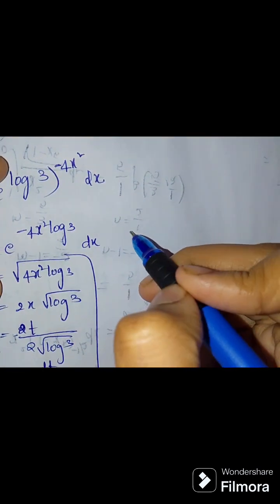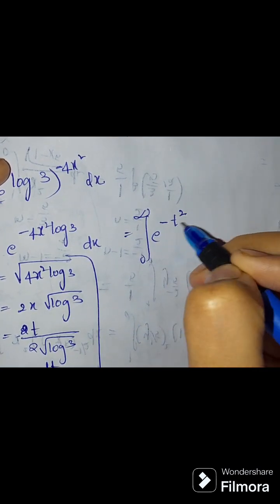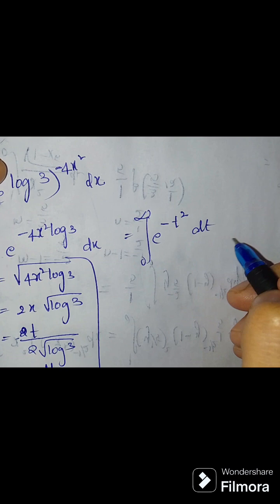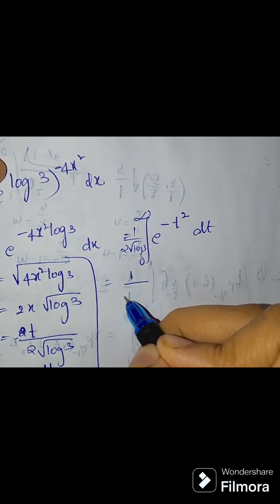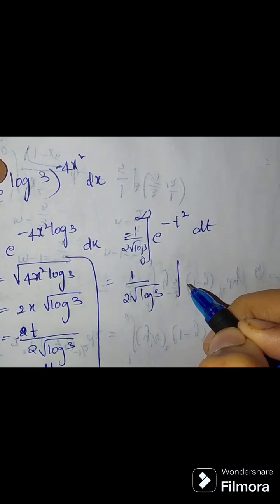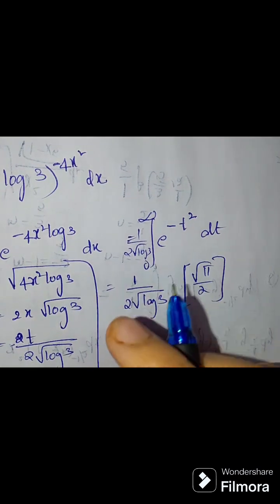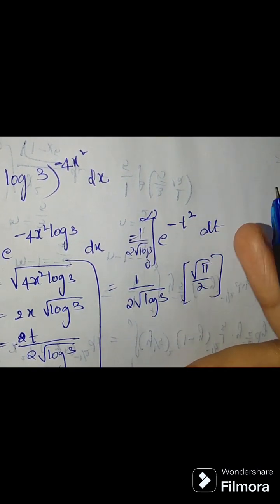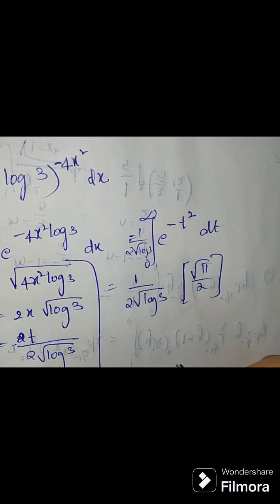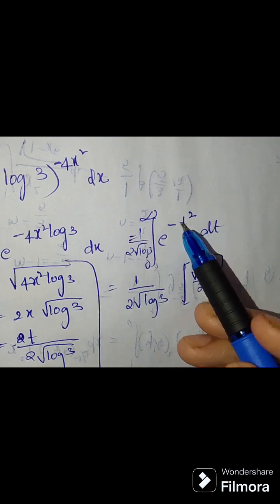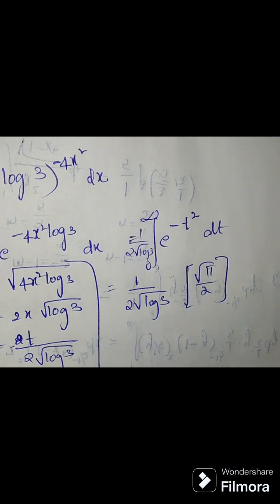It will become e power minus t square dt by 2 root log 3. I'll directly write 1 by 2 root log 3 outside. What is this integral? Root pi by 2, already a very important result. So your answer is completed. But if it is for 7 marks, then you will again have to take t square equal to u and proceed. Before, when it was y square, we already proved the same result. In the same way we will complete this if it's for 7 marks.